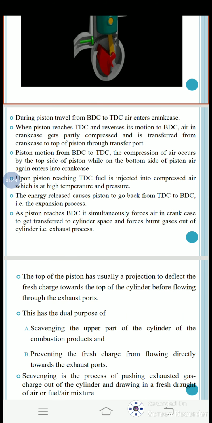Upon the piston reaching TDC, fuel is injected into the compressed air, which is at high temperature and pressure. The energy released causes the piston to go back from TDC to BDC, that is the expansion process. When the piston reaches BDC, it simultaneously forces air in the crankcase to get transferred to the cylinder space and forces burnt gases out of the cylinder, that is the exhaust process.